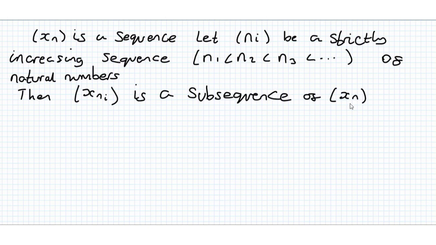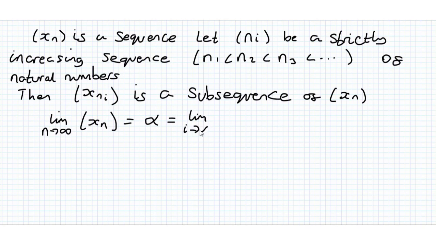Now, one interesting fact about subsequences is that if x_n is convergent, so we know x_n has a real limit as n tends to infinity, equal to some alpha, where alpha is a real number, then this is equal to the limit as i tends to infinity of x_{n_i}. So in other words, if x_n is convergent, all the subsequences of x_n are convergent and converge to the same limit.